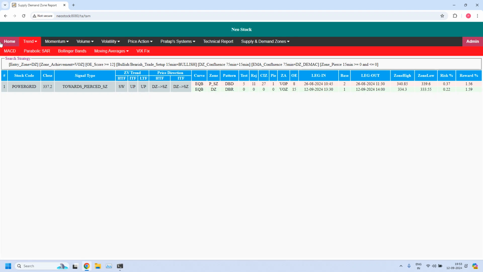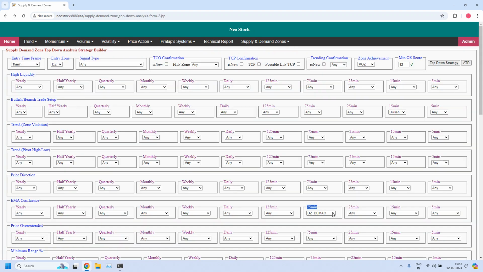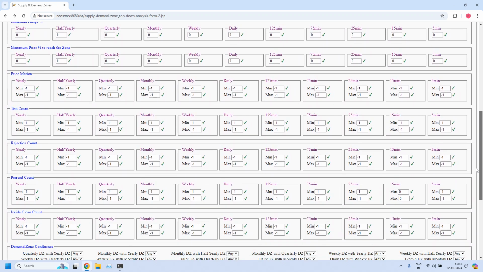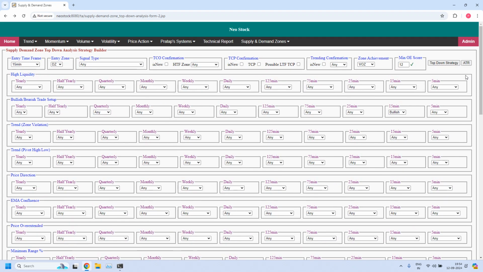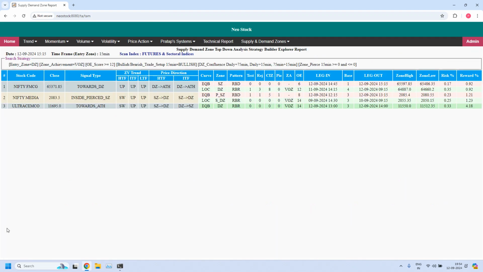Okay. Next, let us look for another combination by removing the EMA filter. Let's verify LTF, ITF, HTF zone confluence, demand zone confluence. Already we enabled 15 minutes with 75. Now 15 minutes demand zone with daily also I am enabling. 75 and daily also I am enabling. Now we look for LTF, ITF, HTF zone confluence. 3 stocks are filtered. Out of these 3, first 2 are indices.